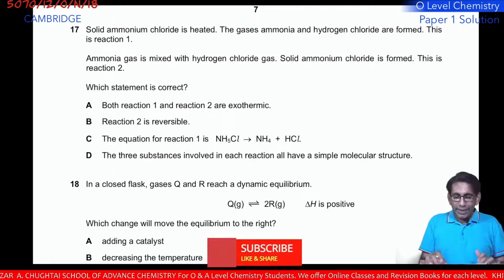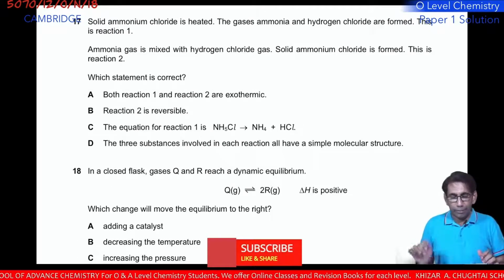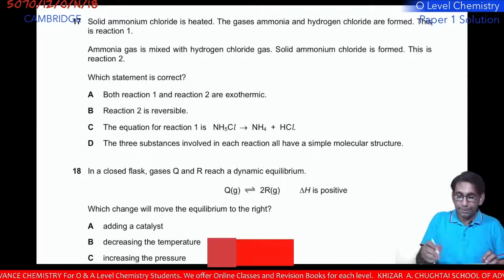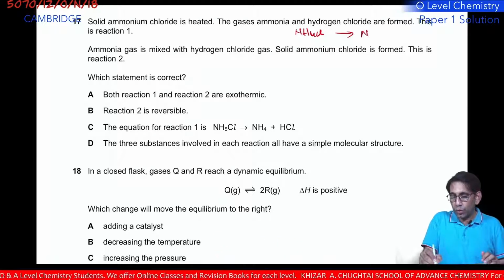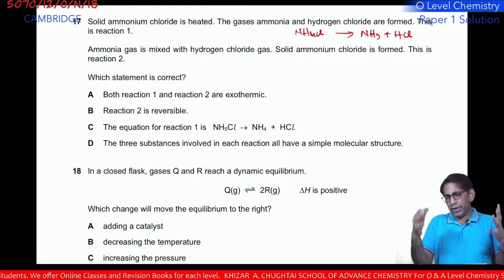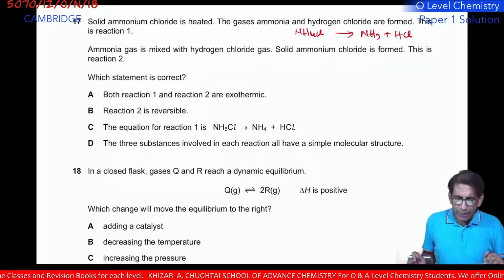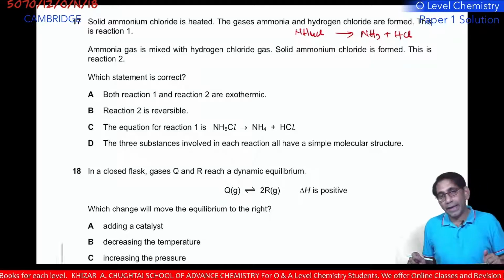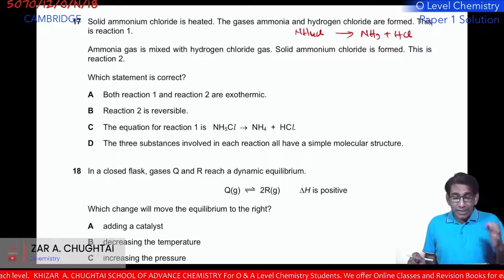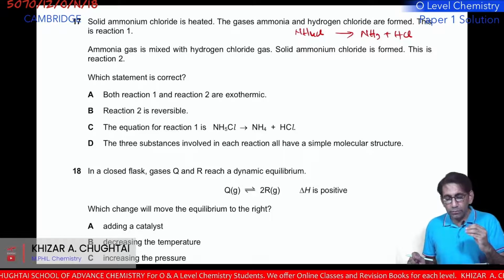Solid ammonium chloride is heated. The gases ammonia and hydrogen chloride are formed. This is reaction 1. Ammonium chloride goes to NH3 plus HCl, that is some sort of decomposition reaction. Ammonia gas is mixed with hydrogen chloride. Solid ammonium chloride is formed. This is reaction 2. Which statement is correct? Both reaction 1 and reaction 2 are exothermic?